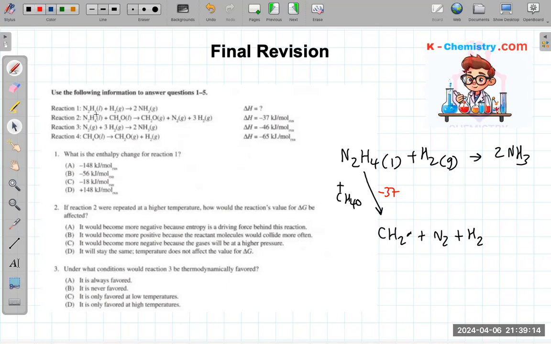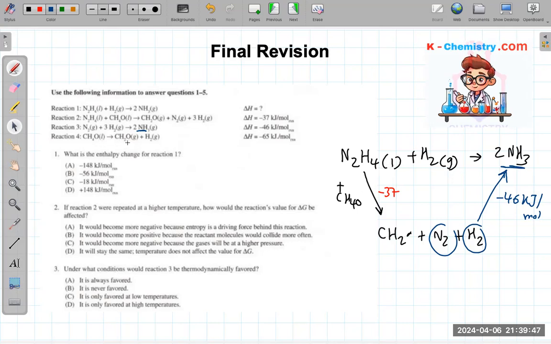And I have another equation, which is N2 plus H2 gives me NH3. So this N2 and H2, if they react together, they will form NH3, which is minus 46 kilojoule per mole. The direction is from here to here because NH3 is formed by these two. So that's why we put the direction like that. But here this reacted to form N2 and H2 and CH2O. The last one is CH4O.